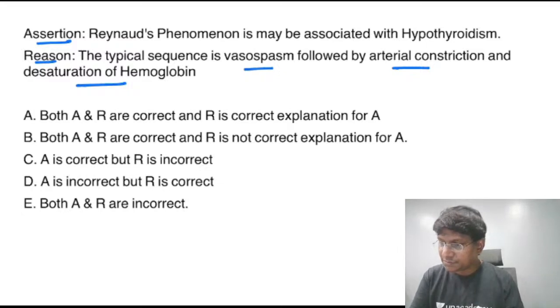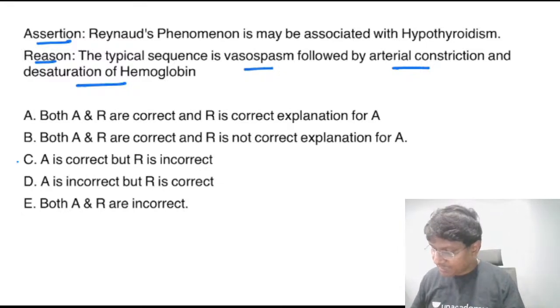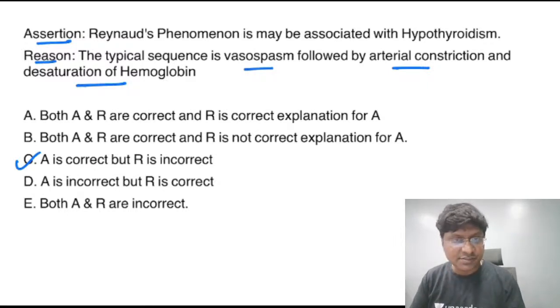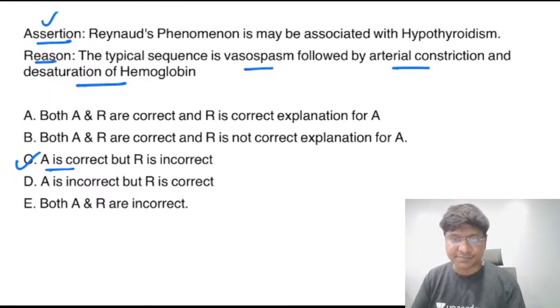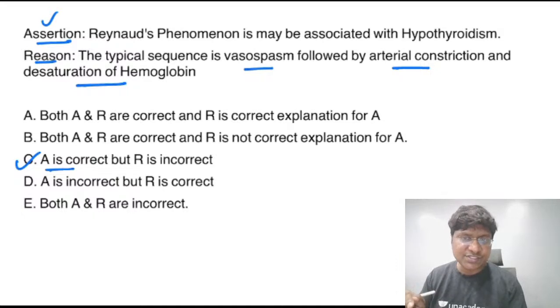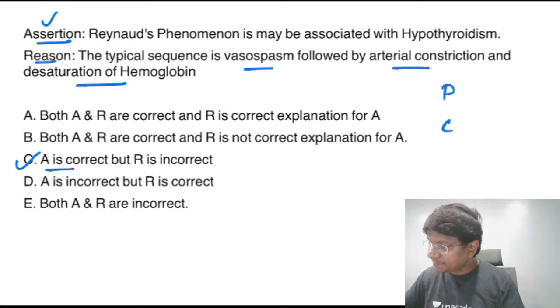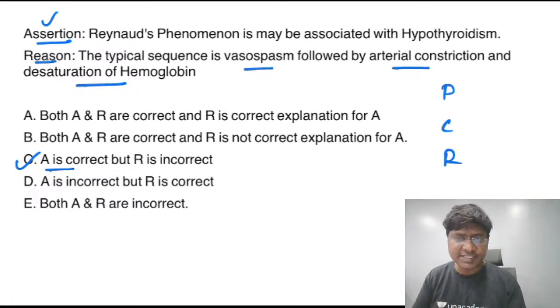Right, very good. So that is your option C. Now A is correct, the assertion is correct. That is, Raynaud's phenomenon is a clinical syndrome seen in patients with hypothyroidism, right? So this assertion is correct, but whereas you take the sequence in Raynaud's phenomenon, it is the PCR, right? What is this PCR?